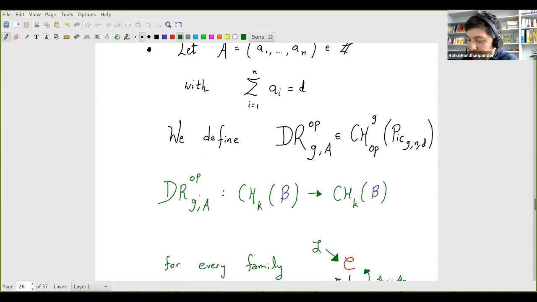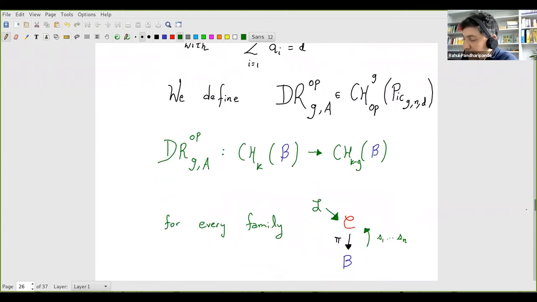It's a class that whenever I have a family, it operates on the base. I don't know why I wrote K here. Maybe I should put G here. Okay, let's do that. K minus G. But I guess your base is typically non-compact, right? Yeah, that's right. The base could be anything.